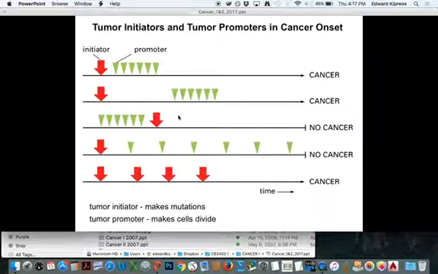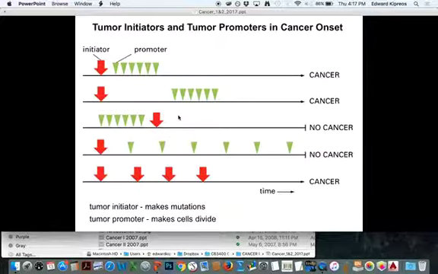Okay, so right now you're saying, well, what's the difference between an initiator and a promoter? So the initiator is going to make mutations. The initiator is a mutagen. It's going to be mutating the DNA. And a tumor promoter is going to make the cells divide. Okay, so just making a cell divide by itself doesn't cause cancer. That's just normal cells dividing. So you have to have the initiator first, okay?